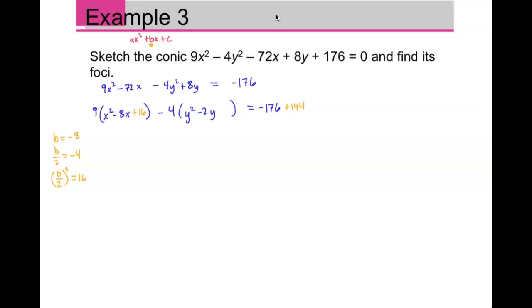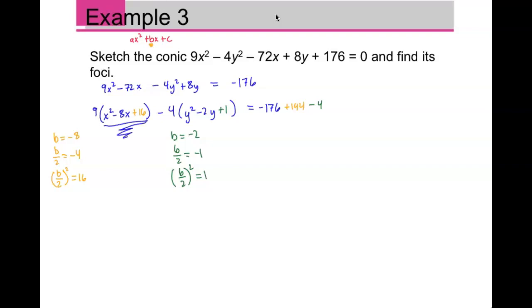All right, let's do the same thing for the y set of parentheses. What's b? Negative 2 divided by 2 squared. So that completes the square over here. Now, what do I want to put on the other side to balance it? Negative 4. Because negative 4 times 1 is negative 4, so I actually took away 4. So it remains balanced this way. All right, so now we're ready to simplify.